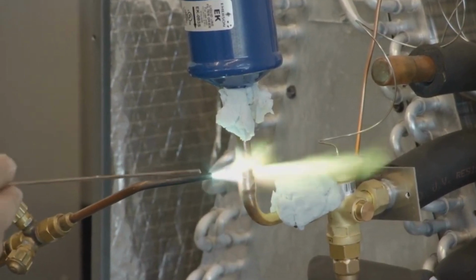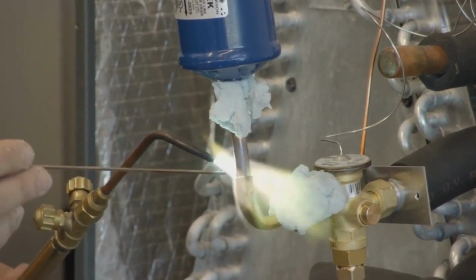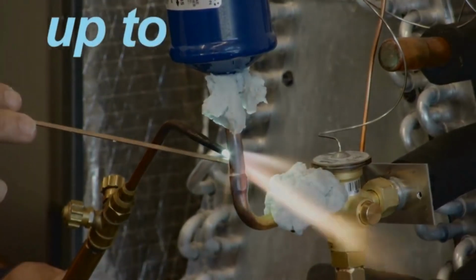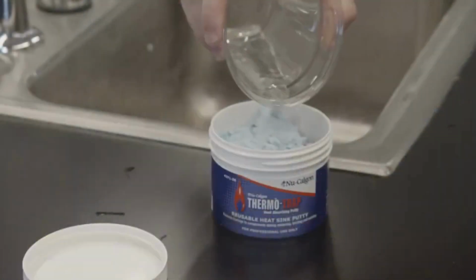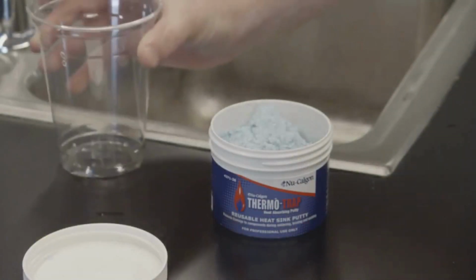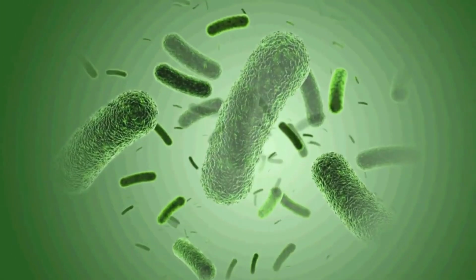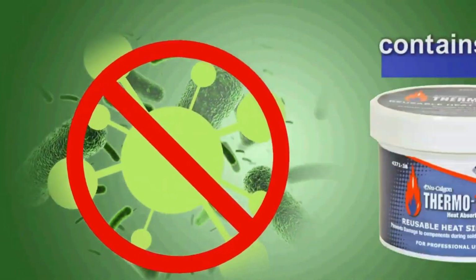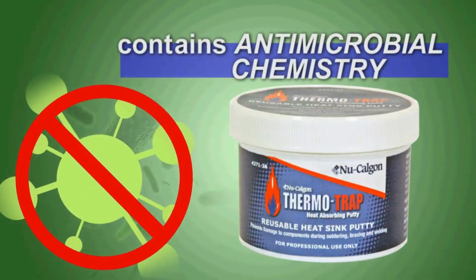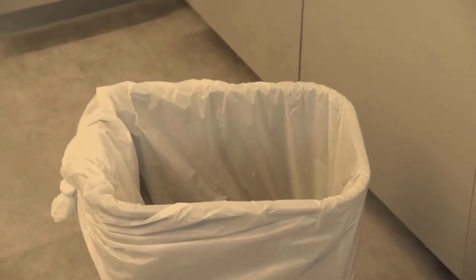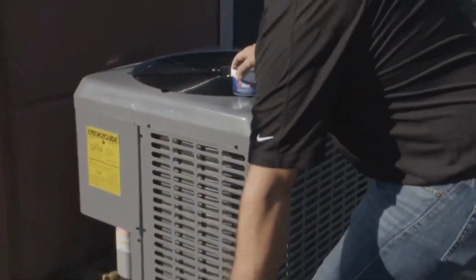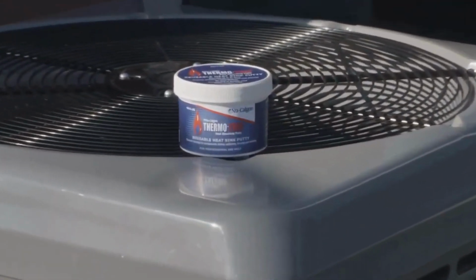All you need to do is apply, remove, and reuse up to 40 times. Simply add a small amount of water on the putty to rejuvenate it. And don't worry about mold forming on the putty after reuse. ThermoTrap contains antimicrobial chemistry to prevent this. So put the wet rag in its place and get the heat control performance of ThermoTrap putty.